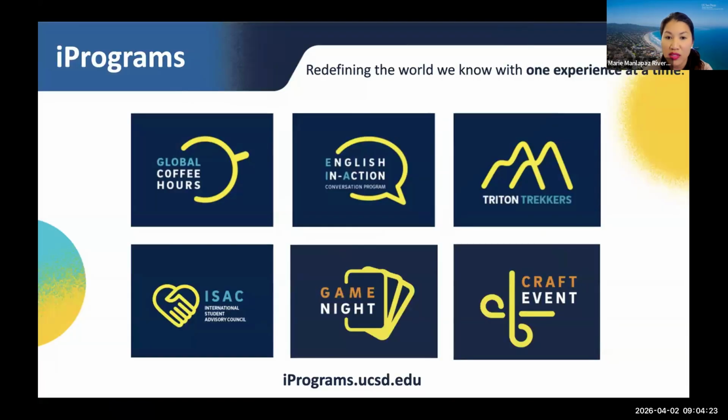I'll go over a few of our signature programs that you can find at iprograms.ucsd.edu. These programs are typically offered monthly, and they are a touch point for our international community to connect and engage with one another. So if you're curious about these programs, you can go to iprograms.ucsd.edu, and I'll highlight some of them. We have a wonderful monthly global coffee hour where you can engage with international students, some of our scholars, our ISCO staff, and study abroad returnees. It's just a relaxed environment where you can grab a cup of coffee and a pastry and meet with our international community.